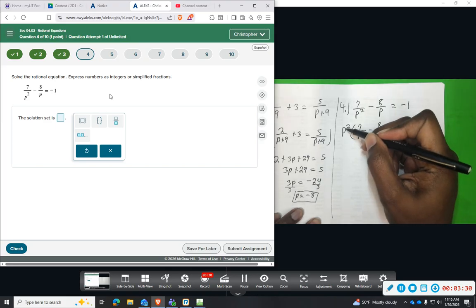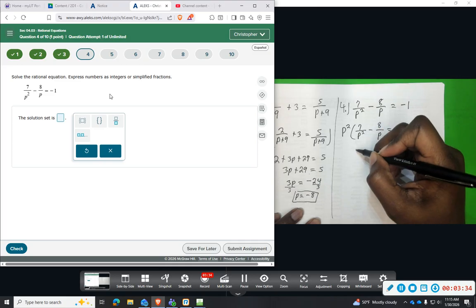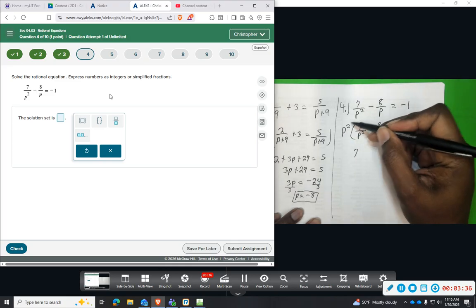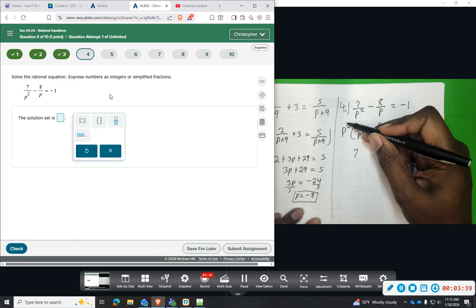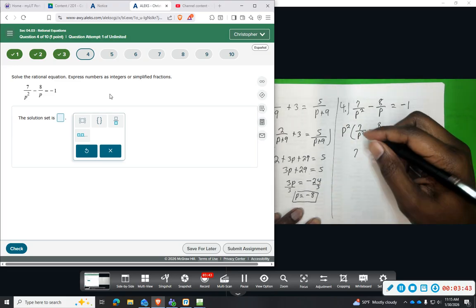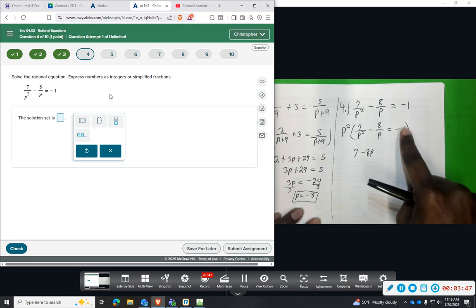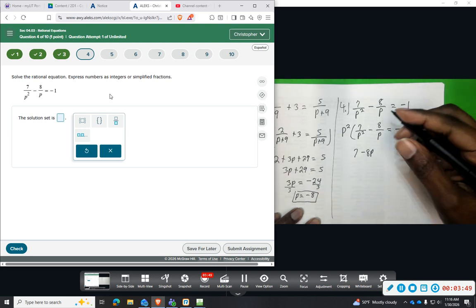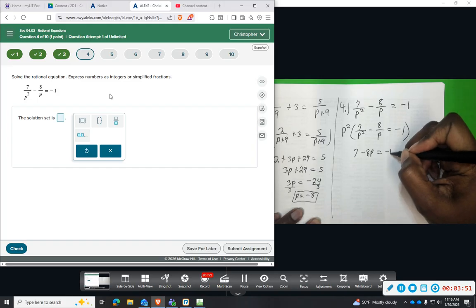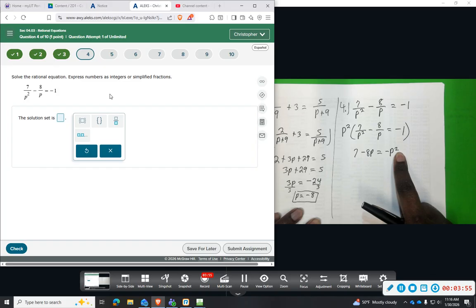So when I multiply p squared times the first expression, it cancels out, leaving me with a 7. When I multiply p squared times the middle term, one of the p's cancels with the 1 on the bottom, and that will leave me with a minus 8p. And then when we multiply p squared times the negative 1, we get a negative p squared. So this is a quadratic. I'm going to set it up equal to 0 and solve.